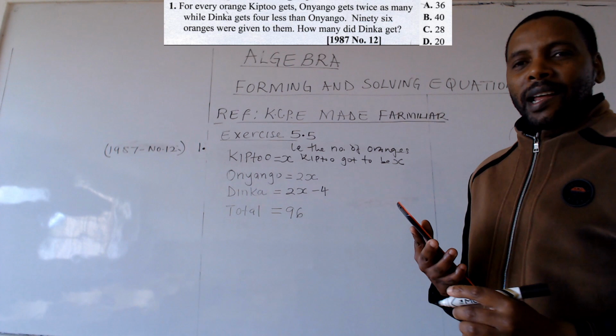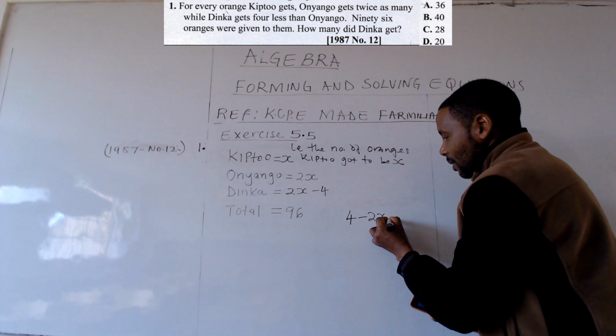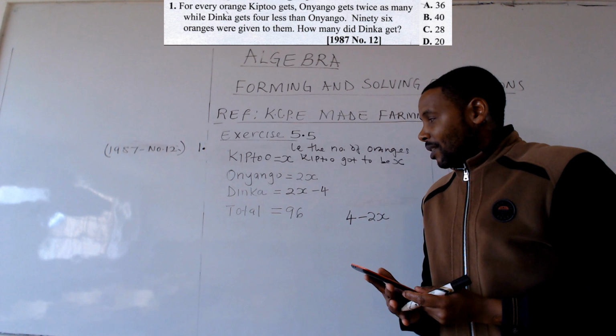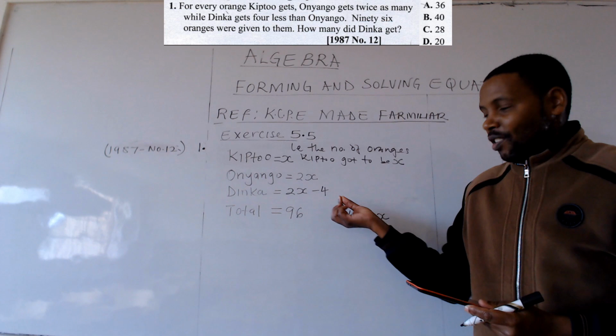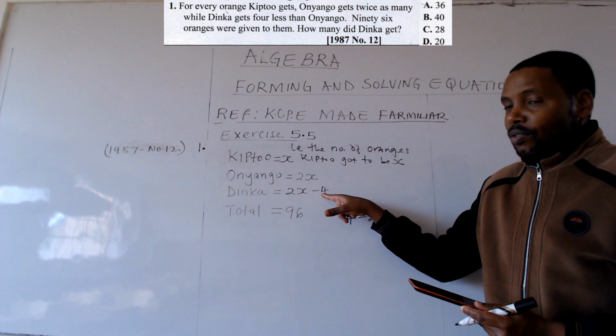Some learners make a mistake and they write this: 4 minus 2x. They less Onyango instead of lessing the 4. Remember, this is wrong. You get what Onyango got and you less 4. It is 4 you are lessing, not Onyango. So he got 4 less than Onyango. You write the value of Onyango, then you subtract 4. You less 4. You can see my 4 is negative.